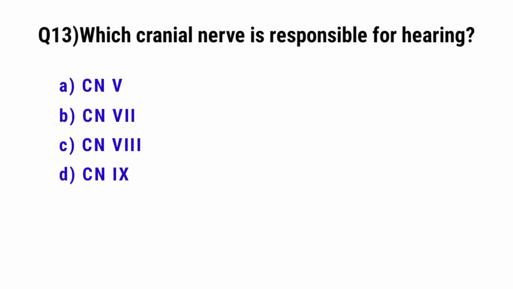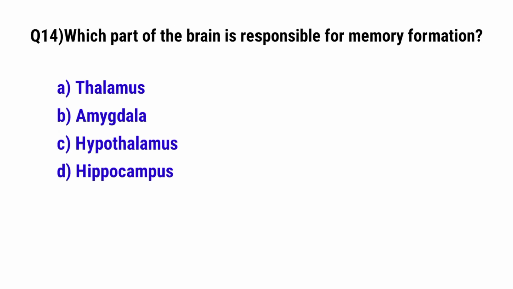Question number 13. Which cranial nerve is responsible for hearing? The correct option is C. Cranial nerve 8. Question number 14. Which part of the brain is responsible for memory formation? The correct option is D. Hippocampus.